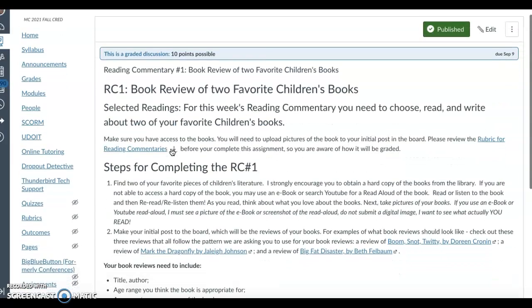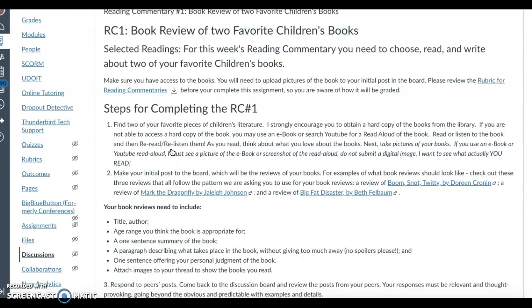This week you will have your first reading commentary. This is a discussion board, and in the reading commentary you have to choose 2 books. And the books need to be books that you obtain, either from the library, from your own personal library, or any way that you could get your hands on a hard copy of a book. If that's not possible, you can use an e-book or a Kindle or something like that. That's fine.